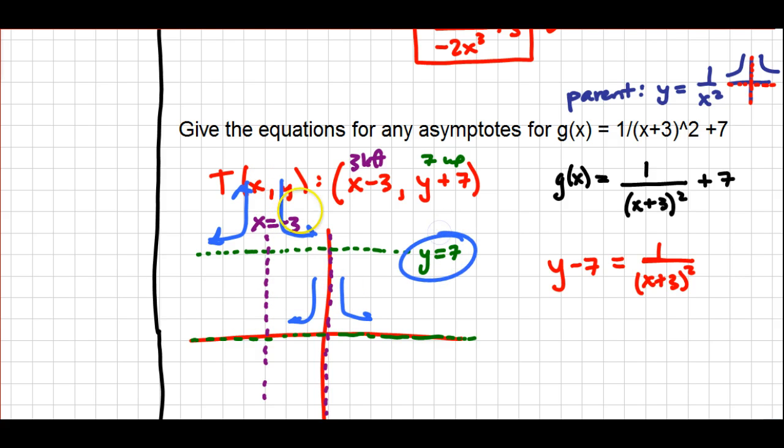So if you look at the two equations now of my asymptotes, they do somewhat match with the rule that I wrote. If you take the rule and simply put equal signs in after the letters, you have your equations for the asymptotes. So if you say x equals -3, there's your asymptote equation for the vertical one. And if you say y equals +7, that's your equation for the horizontal one.